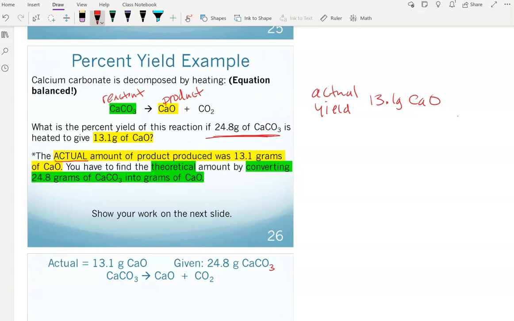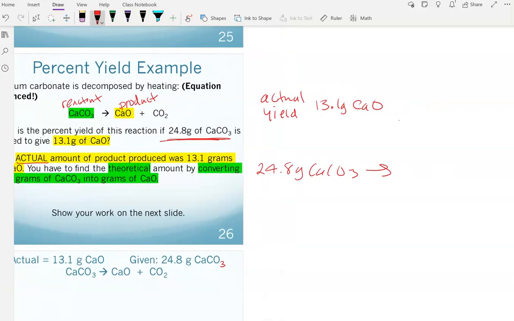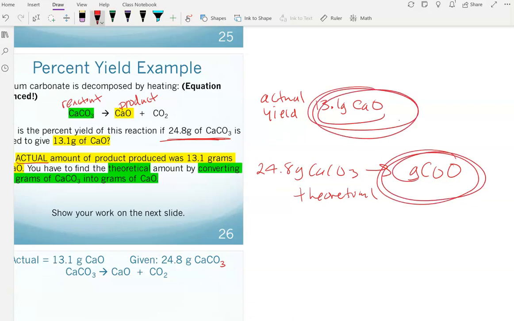There is only one. And we need to convert the 24.8 grams of CaCO3 into grams of CaO, because then that's going to be our theoretical yield. So then we can compare these values to each other. This is a value I'm giving you. That's what actually happened. In order to find the theoretical, what was the maximum possible amount of product that could be made, we have to do a picket fence to convert the reactant that was provided in the question into the product that we're focusing on.